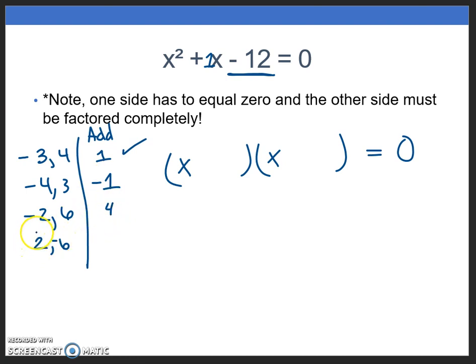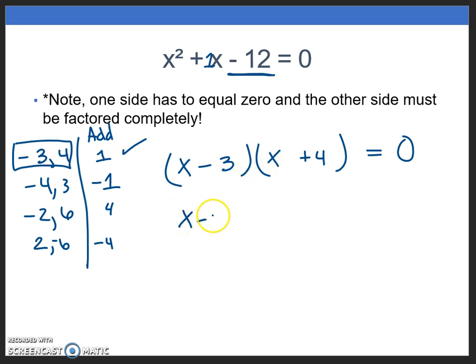Oops, this should be a negative here. 2 plus a negative 6 would equal negative 4. So these are the two factors we want. So these have to be x minus 3 and x plus 4. These are the two factors, but now I have to find the zeros of the function.